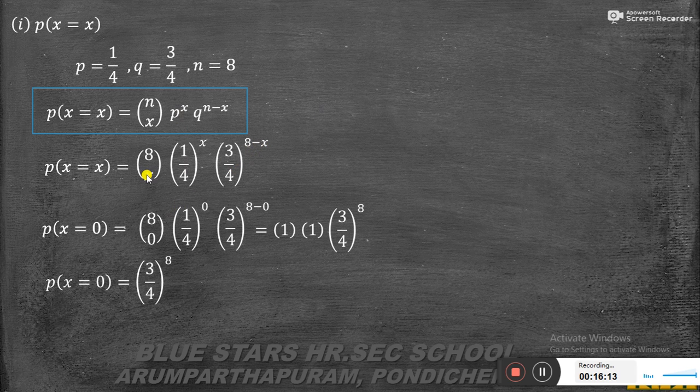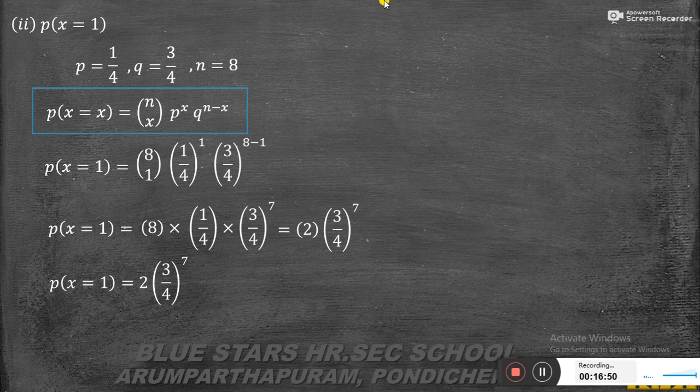Now I take x equal to 0. Probability of x equal to 0 means I substitute x equal to 0: 8C0, 1 by 4 whole power 0, 3 by 4 whole power 8 minus 0. 8C0 value is 1, and anything power 0 is 1. Next, 3 by 4 whole power 8. So probability of x equal to 0 is 3 by 4 whole power 8. This is the answer for probability of x equal to 0.